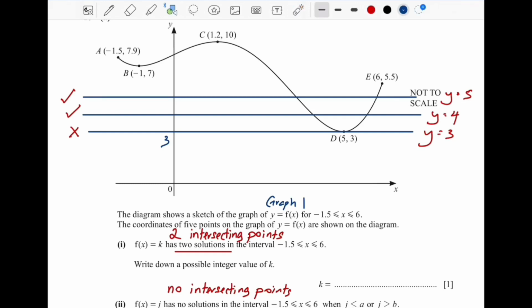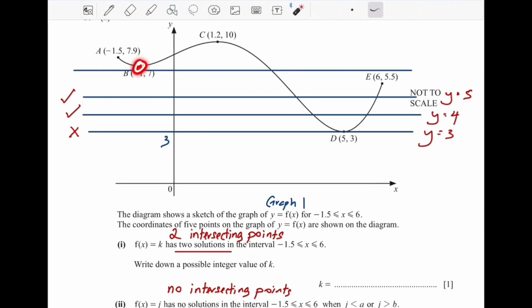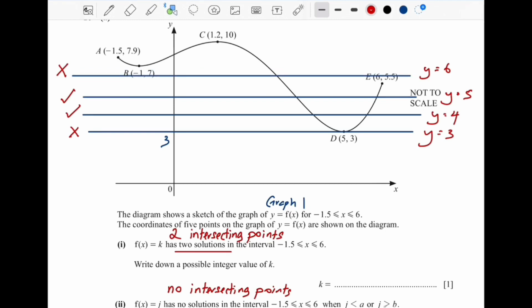Where is y equals 6? Probably here, right? It must be lower than this coordinate b because it's 7 here. So y equals 6. Only 1 intercepting point. Rejected. Okay, y equals 6 rejected.